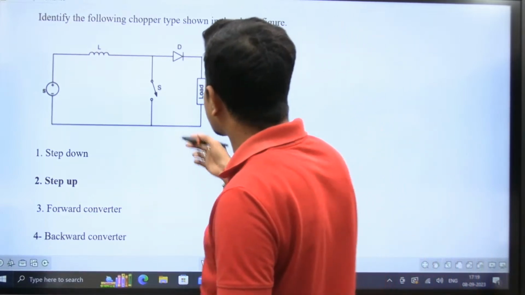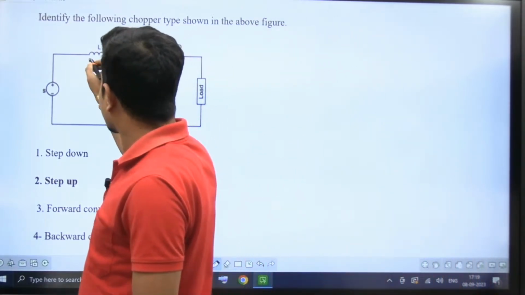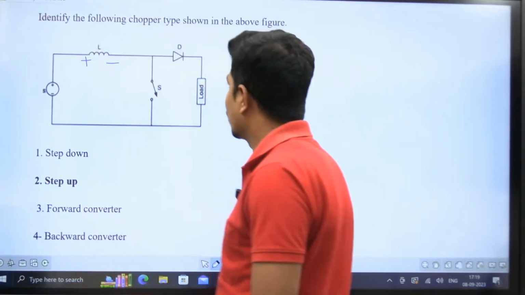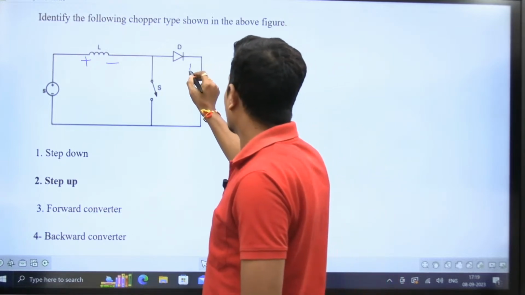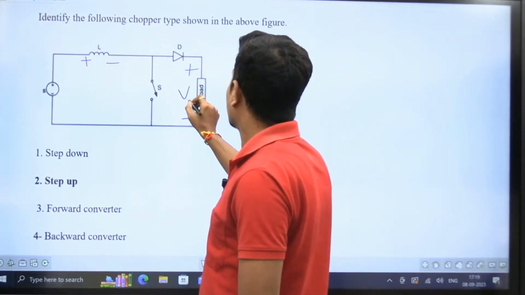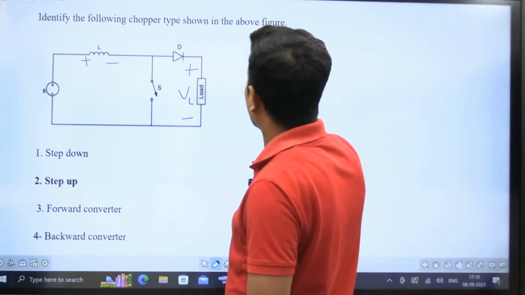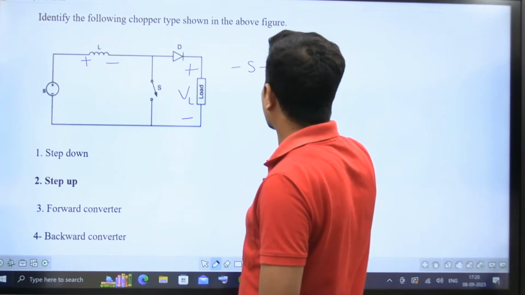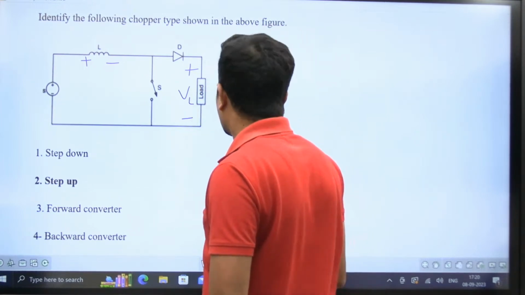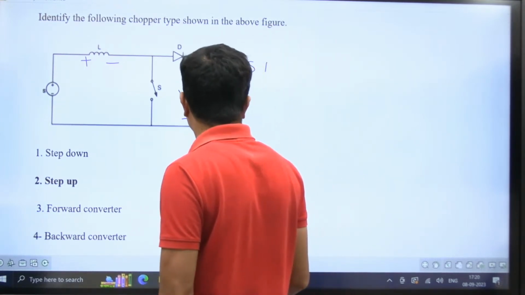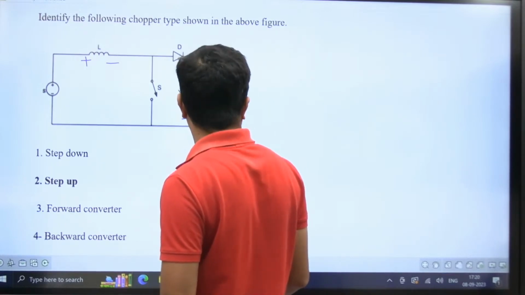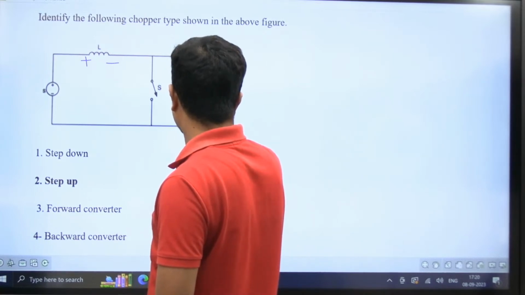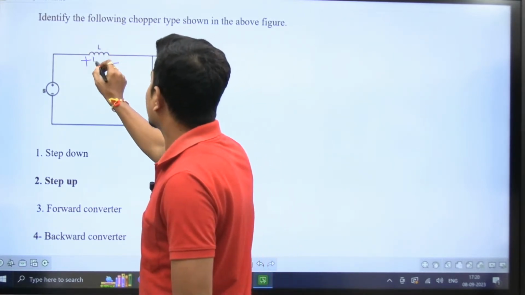Now when the switch is in open position, this inductor is charging like this. This inductor is having plus minus like that. Now what is the voltage across the load? Very simple. I'll write KVL: minus Vs plus the voltage across the inductor. You will get confused, so I'll take the voltage across the inductor and the voltage across the load in a different way. I'll take this one as V0, the voltage across the load. This is the voltage across the inductor, VL.